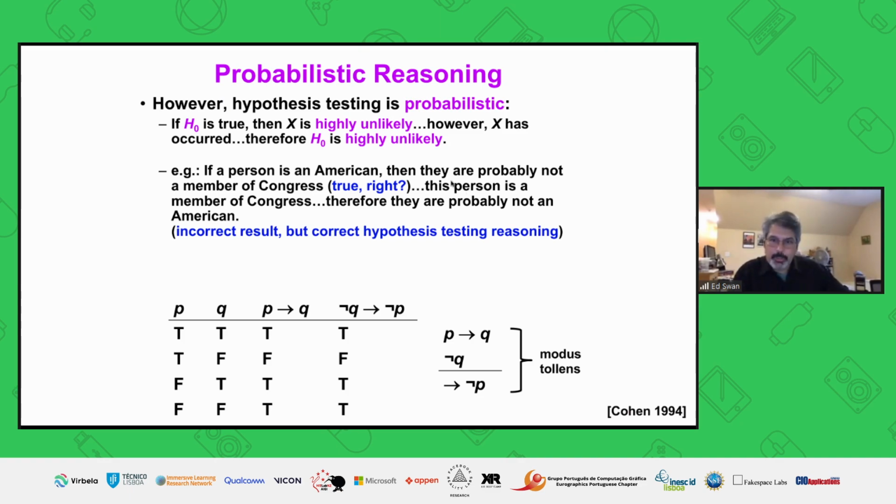So we go up to the halls of Congress and we find a member of Congress. This person is a member of Congress. Therefore, they are probably not an American. So this is the incorrect result, but it's the correct application of the reasoning of hypothesis testing. Any thoughts about that?